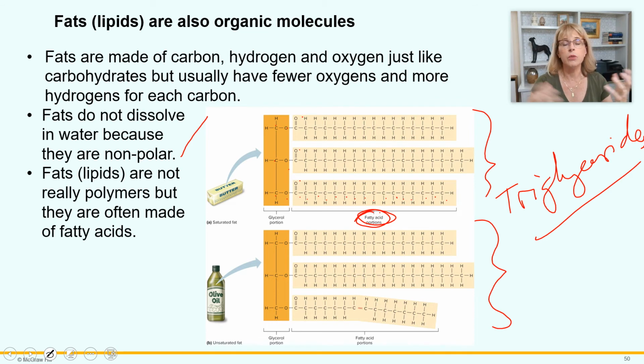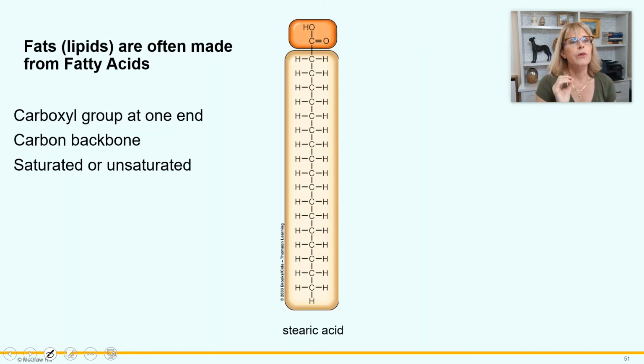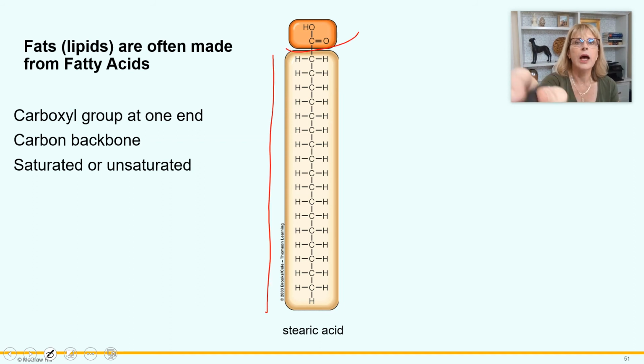If you put oil and water together and blend them up or cook them together, whatever you want to do, they will not mix because water is polar and lipids, particularly triglycerides, are non-polar. So fats, lipids, are often made out of fatty acids. Here's a fatty acid. It's got this long carbon chain here. At one end, it's got this acid part called a carboxyl. You don't have to know that.